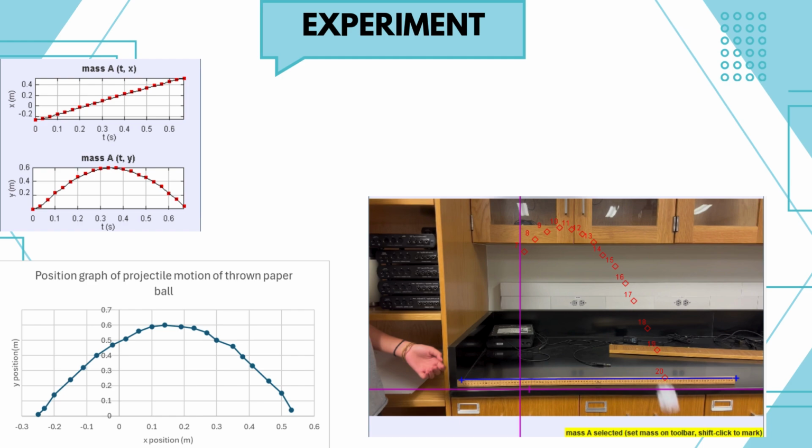And then here is my experiment. As you can see, we threw a paper ball. I had a meter stick in there to calibrate Tracker so it knew how to correctly take the measurements. And then I tracked the ball every frame of the video. And then I put it into Excel, and you can see my graph of the Tracker positions. And then on the top left corner, you can see the Tracker graph.